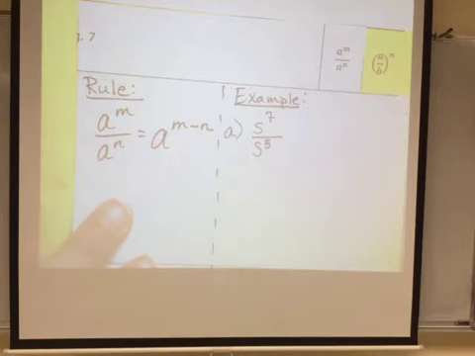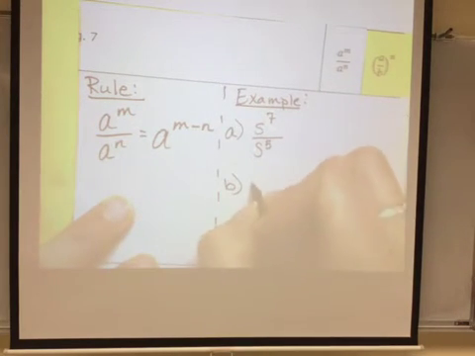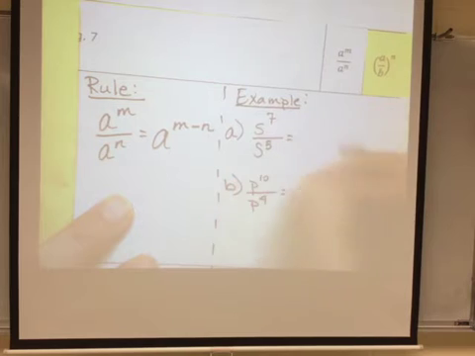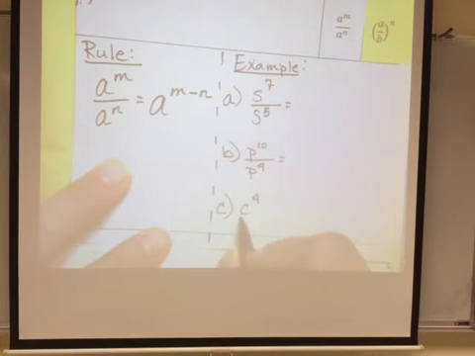I'm going to do s to the 7th over s to the 5th. P to the 10th over p to the 4th. C to the 4th over C to the 7th.